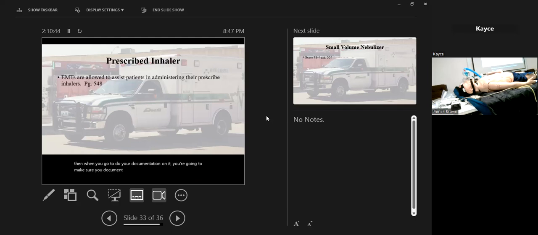Did you say there were 6 rights? Yeah, the 6th is documentation. Oh, okay. When you're giving this to the patient, you want to make sure the patient is who the medication belongs to. You don't want to be giving them someone else's medication. Give it at the right time, not, okay, I was having difficulty breathing an hour ago, now I'm not. Okay, you got an inhaler, let's give you an inhaler.